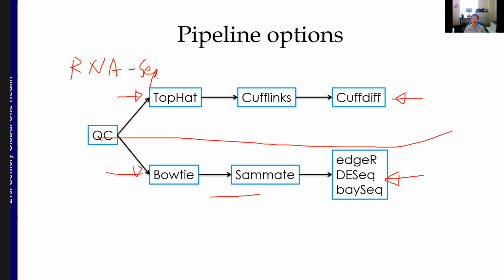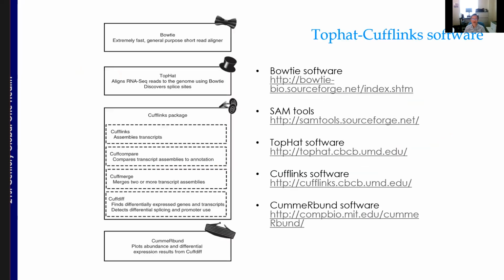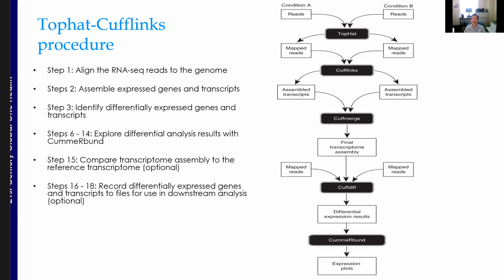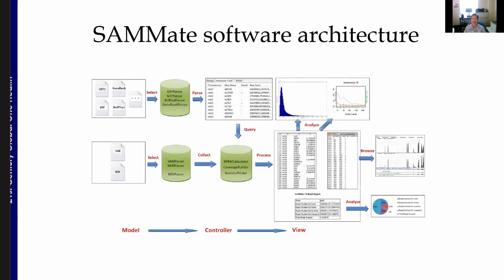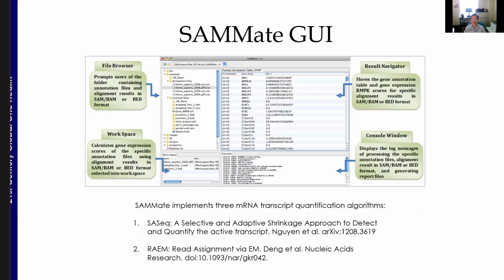And of course, you want to do some QC here. That's the TopHat Cufflinks software package, and where you can download them. This is a little bit old, but some people are still using it. And that's the SAMMate interface, and you can use this to do a lot of things and it helps you, because there's an interface and it's Java based.